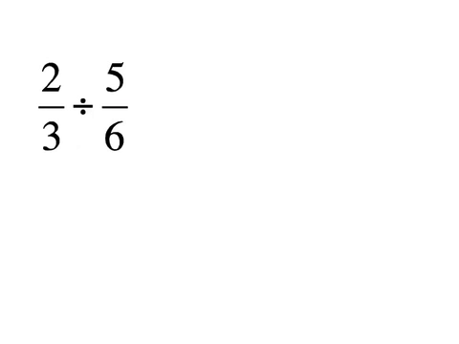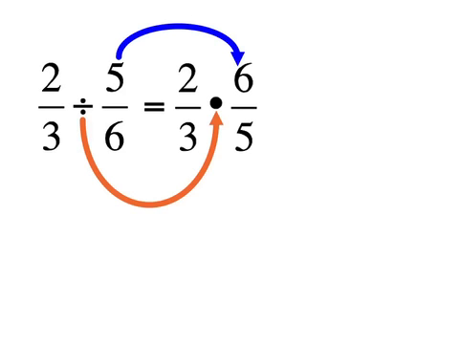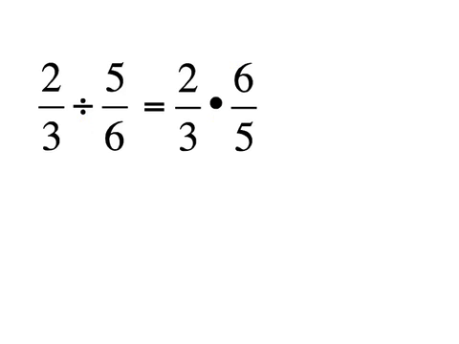So here's an example. 2/3 divided by 5/6. So that should change to 2/3 times the reciprocal of 5/6. So we write it that way. Notice we've changed the divide to times, and we've reversed the 5/6 to 6/5 because 6/5 is the reciprocal of 5/6. Then we do our multiplication the way we've done multiplication for a long time.